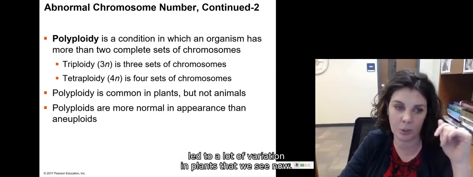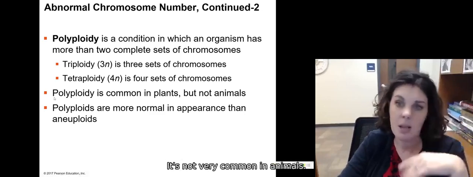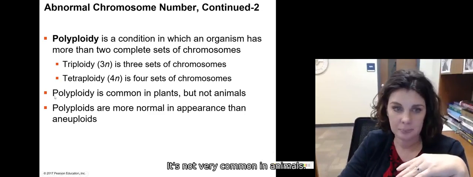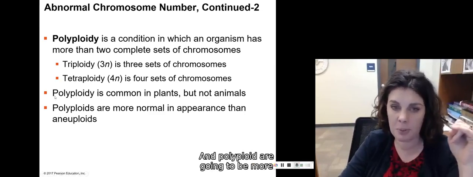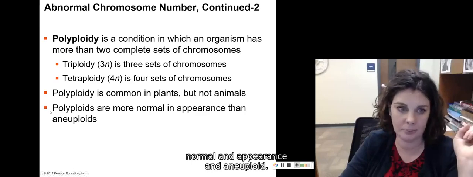Polyploidy is pretty common in plants and has actually led to a lot of variation in plants that we see now. It's not very common in animals. And polyploids are going to be more normal in appearance than aneuploids.